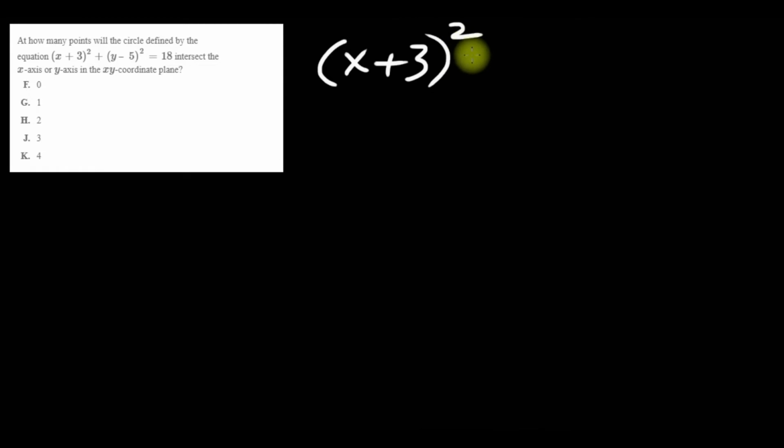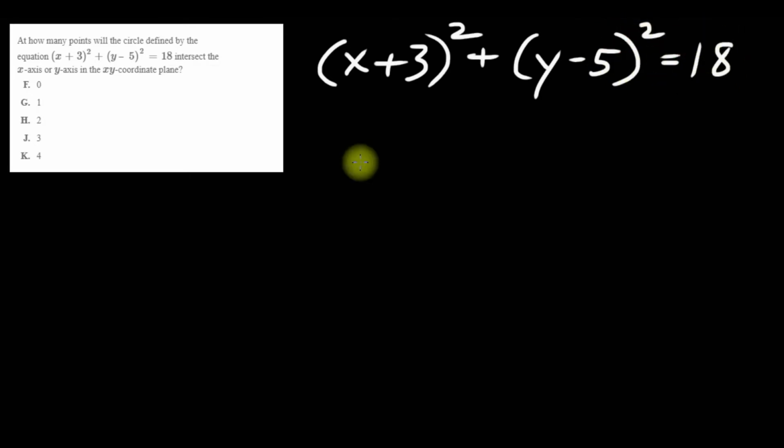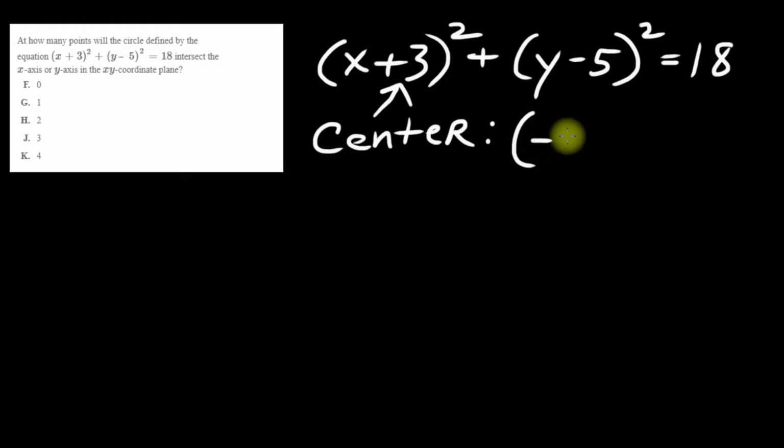squared plus y take away 5 squared is 18. From this equation, we can find out what the center of the circle is. So the center will be the opposite of positive 3 for the x-coordinate. So that would be negative 3. And for the y-coordinate, it would be the opposite of negative 5. So that would be positive 5.